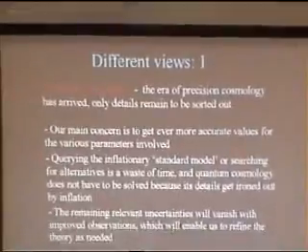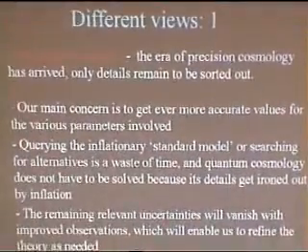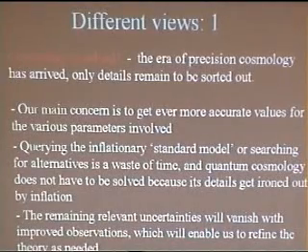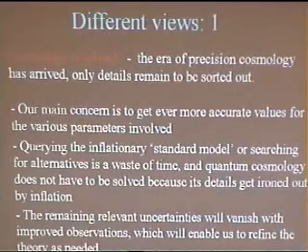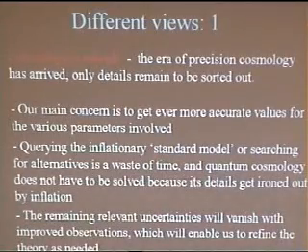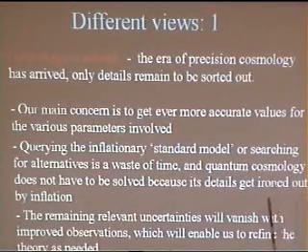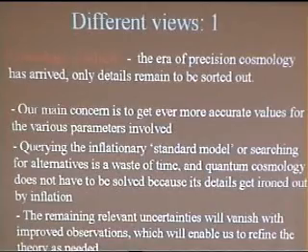So, there are different views on the nature of cosmology. And the first view is that cosmology is solved. The era of precision cosmology has arrived, and only the details remain to be sorted out. Our main concern is to get ever more accurate values for the various parameters involved. Querying the inflationary standard model or searching for alternatives is a waste of time. Quantum cosmology does not have to be solved because its details get ironed out by inflation. The remaining relevant uncertainties will vanish as we improve our observations, which will enable us to refine the theory as needed. So that's the one view of what we have achieved.